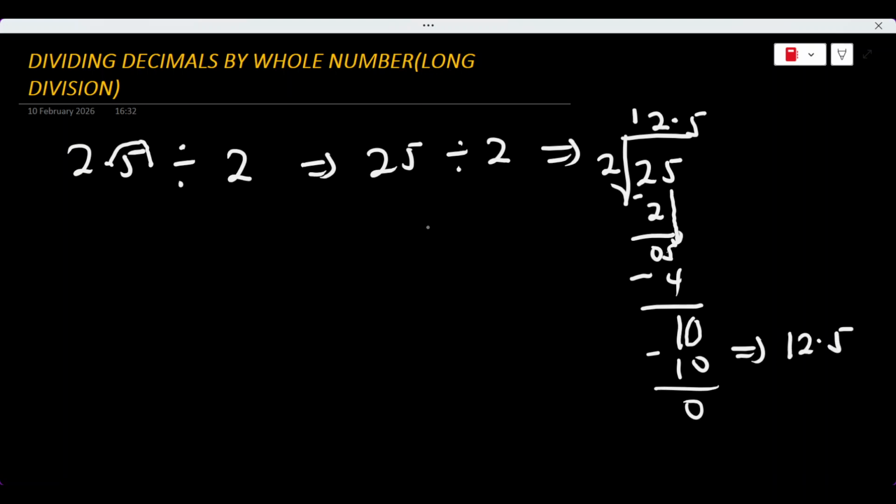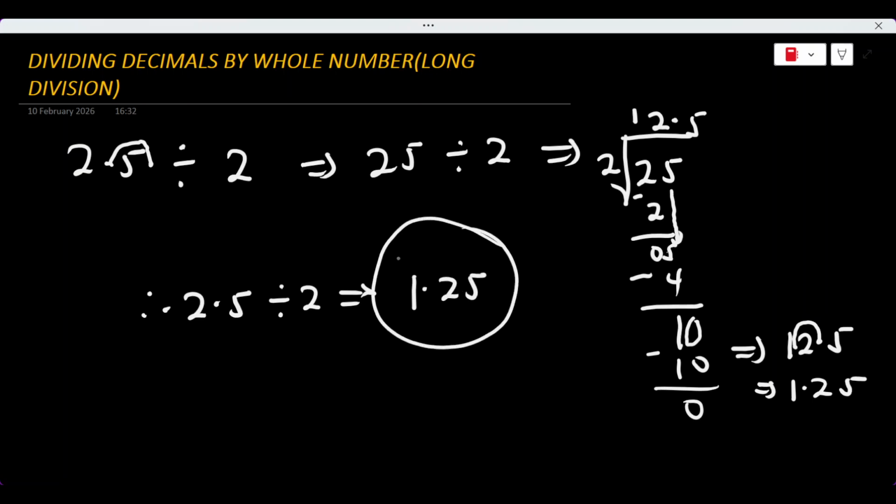Now remember, you move the decimal point 1 time to the right in the question. So when you get your answer, you stand on the decimal point, move it 1 time back or left of the answer. So giving you what? 1.25. Therefore, 2.5 divided by 2, our final answer is what? 1.25.